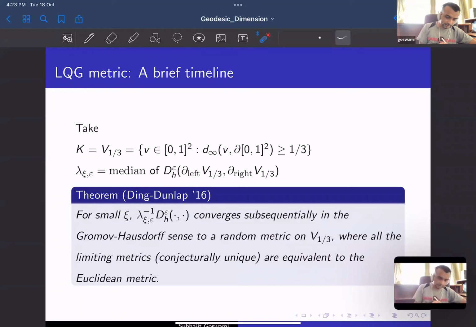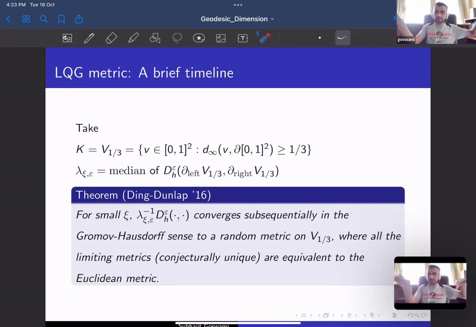So what is this lambda xi epsilon? Essentially, it is chosen so that it is the median left-right distance between two sides of a box. Let's say take a box of side length 1/3. Doesn't matter, it's like 1. It could be any quantile. These things are pretty well concentrated. So you take that to be your normalizing constant.